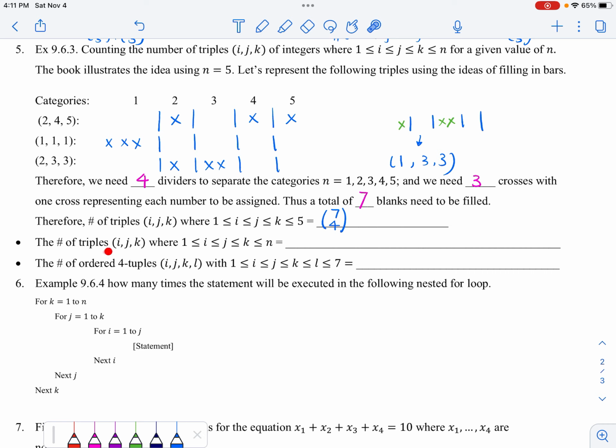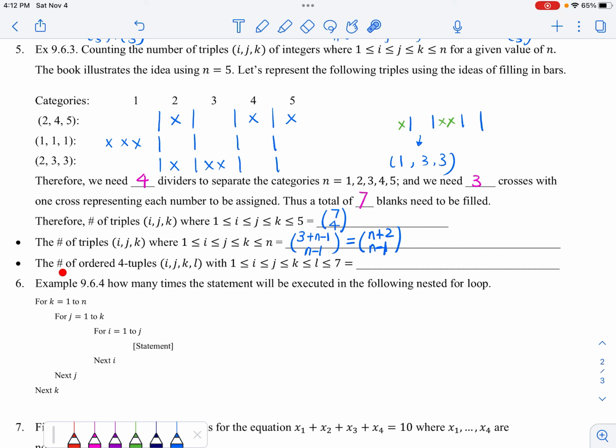Now in general, for the number of triples i, j, k with a general n, how many dividers do we need? n minus 1 dividers, right? And how many crosses do we need for these numbers to be assigned? We need 3 crosses. Then we choose n minus 1 places for those dividers. Of course, when you write that out, it is n plus 2 choose n minus 1 in general for this scenario.